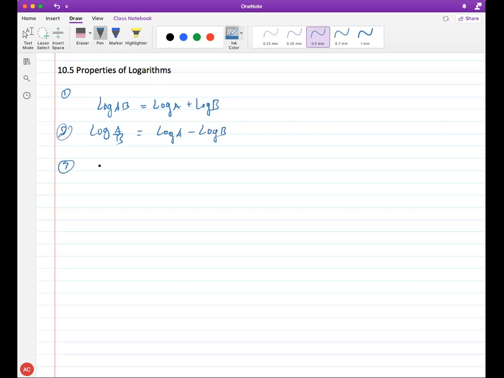And the other one is, basically if you have log of some, let's say, x to the power a, we can move this power to the front of the log, so it turns into a multiplied by log x. Okay, so that's another property of the logs. There are a couple more.